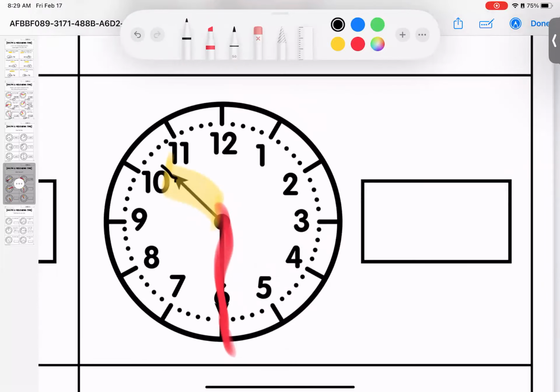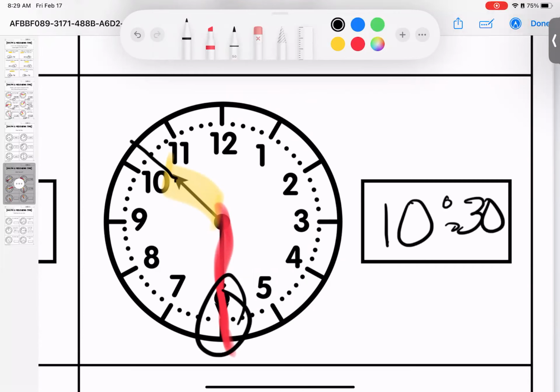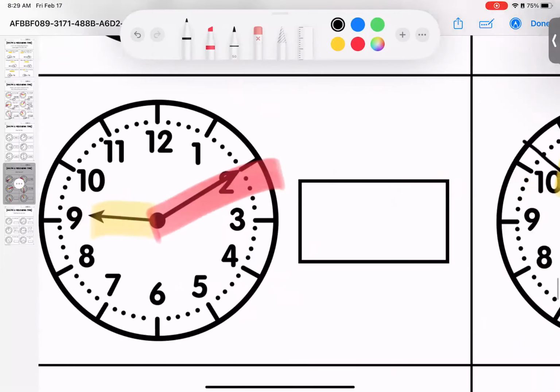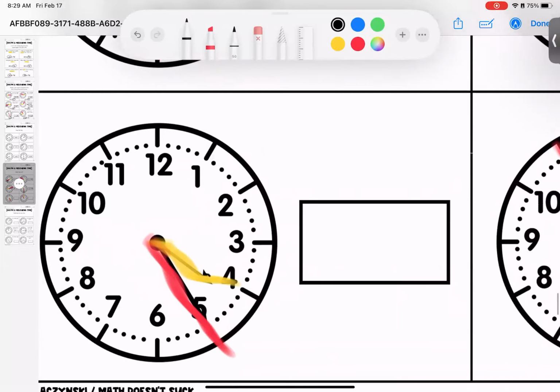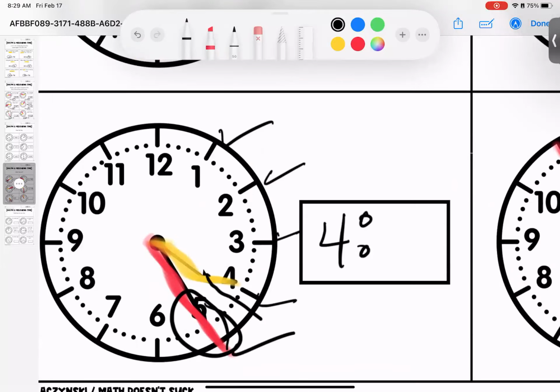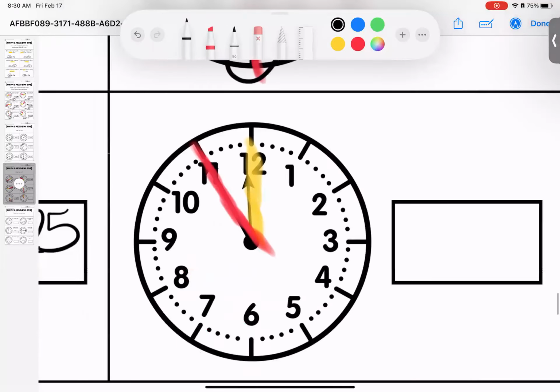Down here, my hour hand is between the 10 and 11, so it is past the 10. And I'm on the 6, which is the half hour, 10:30. Over here, my hour hand is on the 9, and my minute hand is on the 2, 9:10. Down here, my hour hand is on the 4. My minute hand is on the 5, 5, 10, 15, 20, 25, or 5 groups of 5. 5 times 5 is 25.